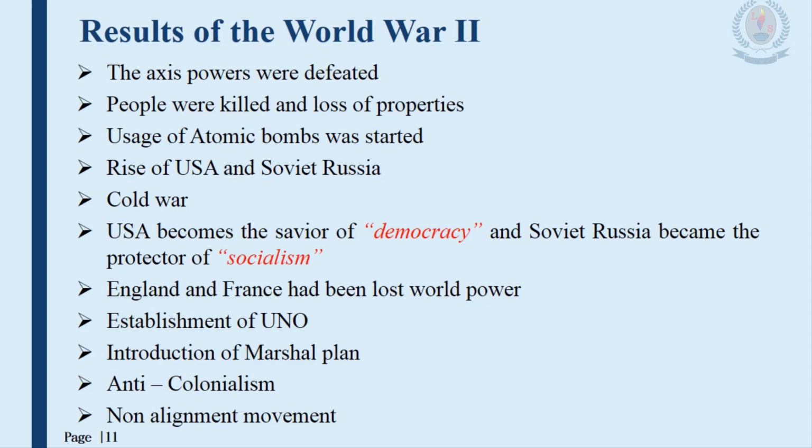Great Britain, France, those countries joined with USA. So in this way, Cold War started in this world. And USA becomes the savior of democracy. So the Soviet Russia became the protector of socialism. So the world was divided into 2 camps based on 2 concepts called liberalism and socialism.